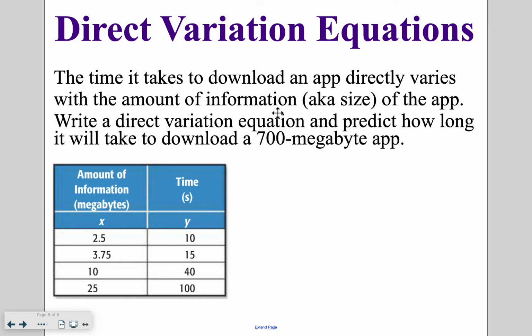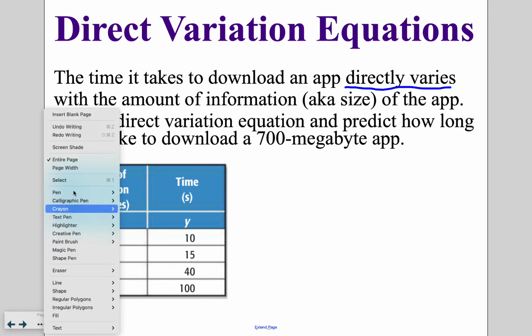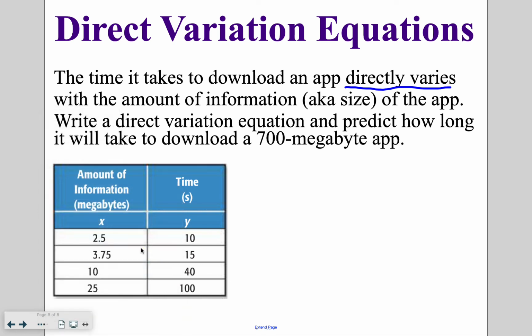Our last scenario here is the same kind of idea, but now we are getting our information out of a table. Again, it tells you that the time it takes to download an app directly varies with the amount of information, aka the size of the app. Our first job is to write that direct variation equation. So you can pick out any of these pairs, so 2.5 and 10, 3.75 and 15, 10 and 40, 25 and 100 to find that k value. Go ahead and solve that part on your own. So we find out that our k value is 4, meaning that our equation is y equals 4x.